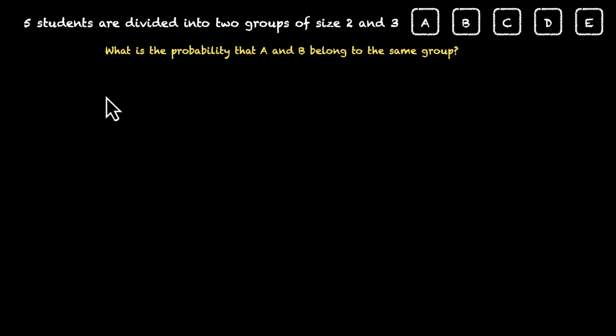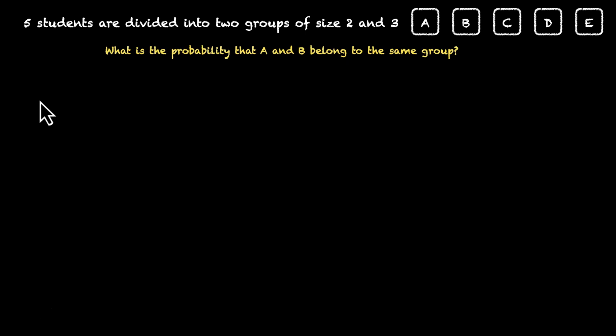Okay, so let's do this by brute force first. Let's list down all possible scenarios. In how many ways can we split 5 into these smaller sizes, 2 and 3? We can select 2 out of 5. That can be done in 5C2. That's 10 ways. So we'll have 10 scenarios.